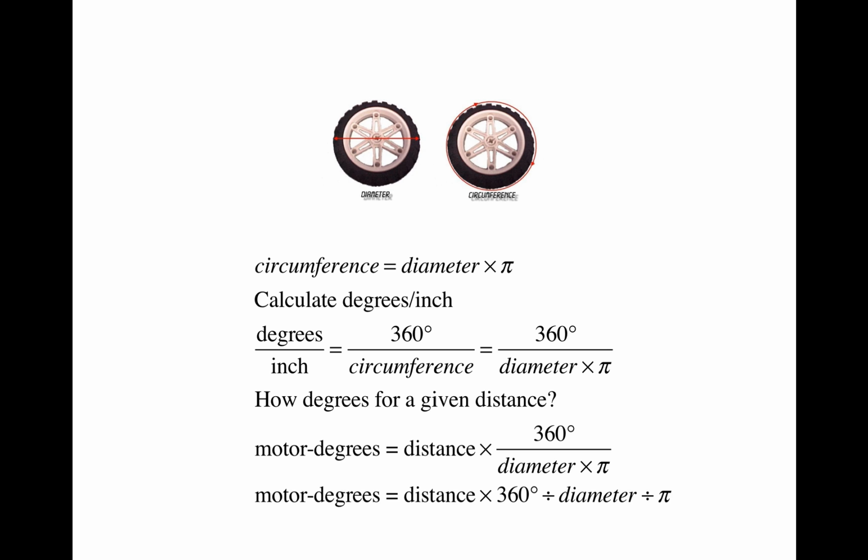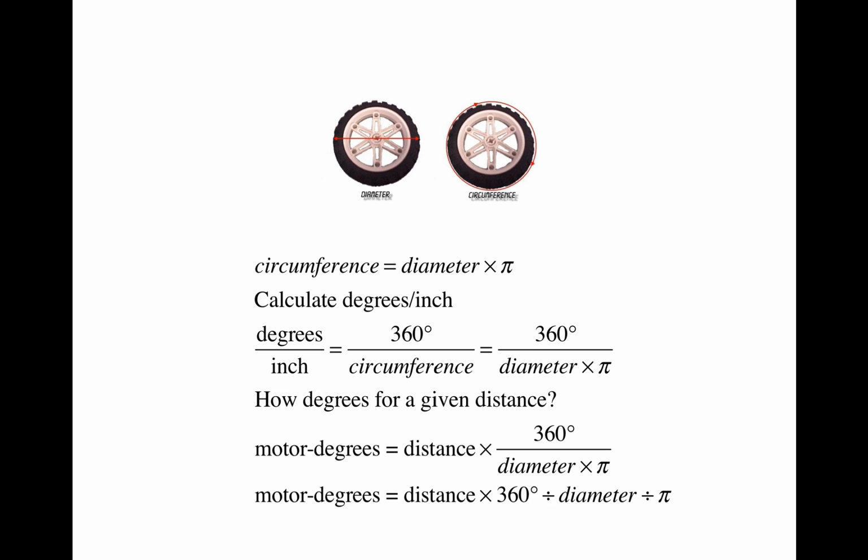So what we'd like to figure out is how many degrees are in 1 inch of wheel travel. So we know there's 360 degrees in one rotation, and the distance the wheel travels is the circumference. So if we divide 360 degrees by the diameter times pi, we'll get the degrees per inch. So how do we use this?